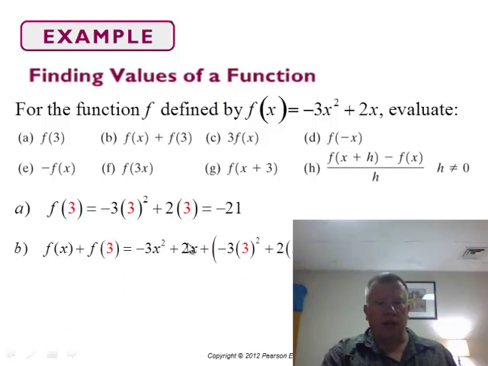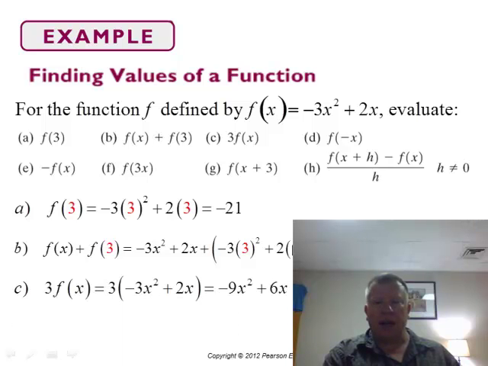Suppose that you need to figure out or evaluate f of x plus f of 3. Well, f of x is negative 3x squared plus 2x. F of 3, we already figured what that is. That's negative 21. So f of x plus f of 3, that's negative 3x squared plus 2x plus negative 21. And there it is. That's what f of x plus f of 3 is.